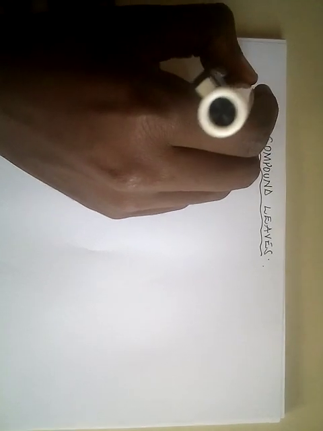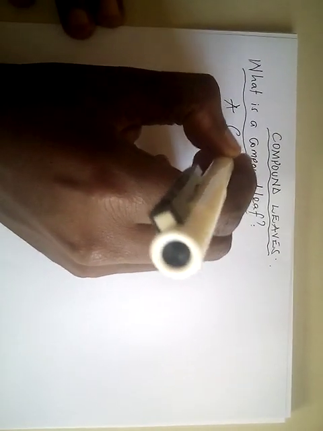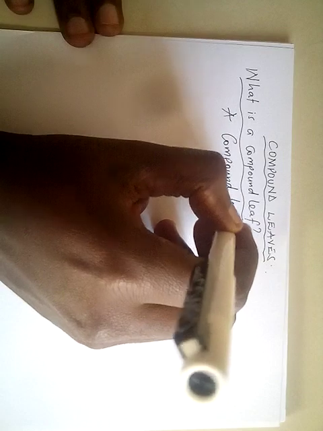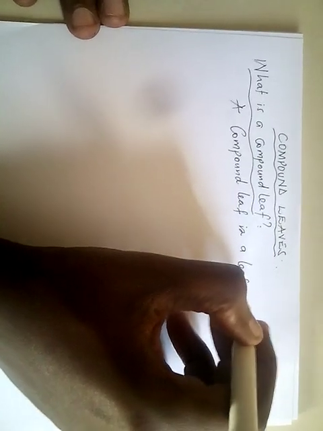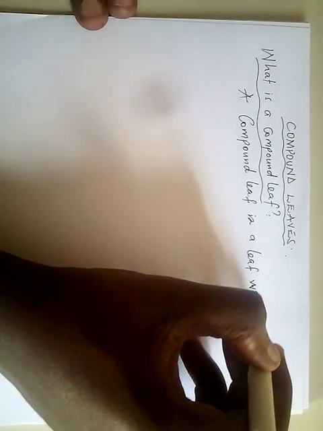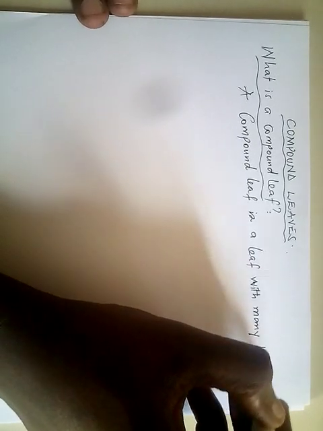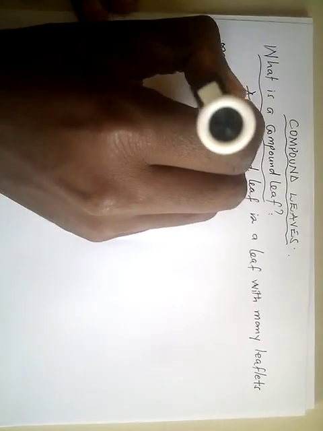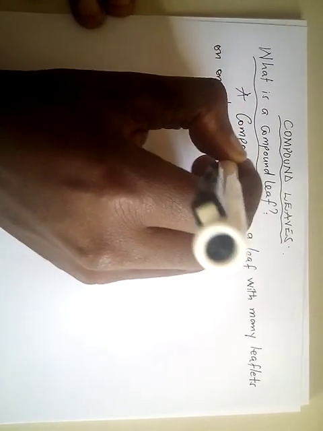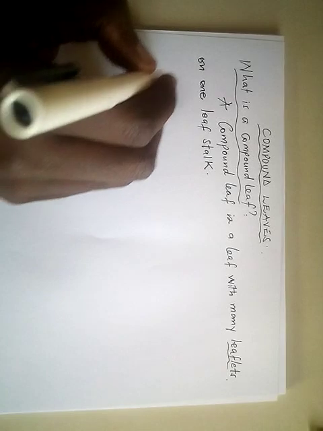What is a compound leaf? A compound leaf is a leaf with many leaflets on one leaf stalk.